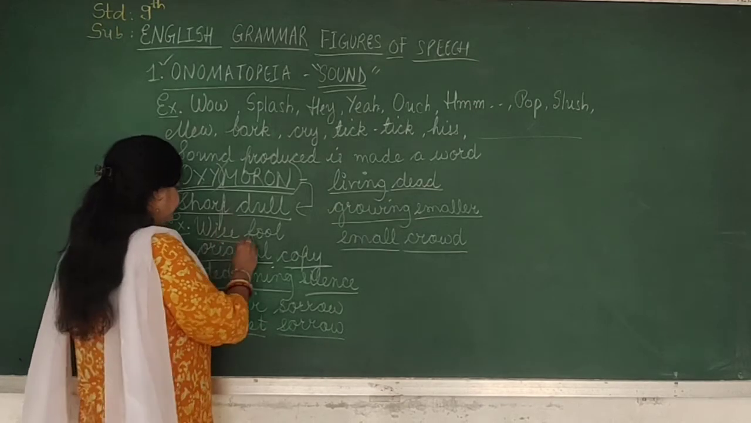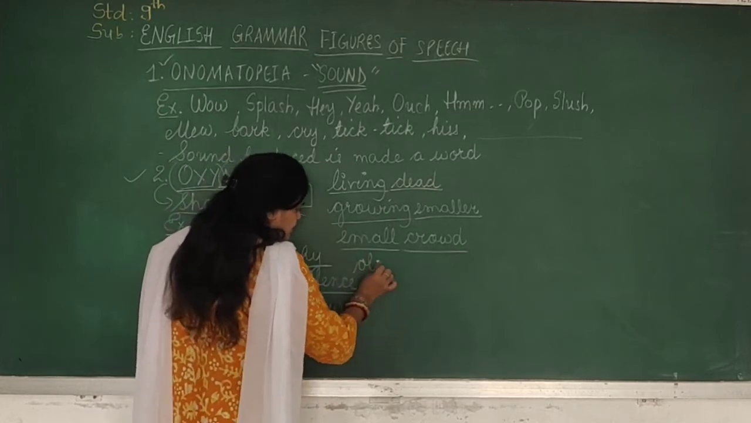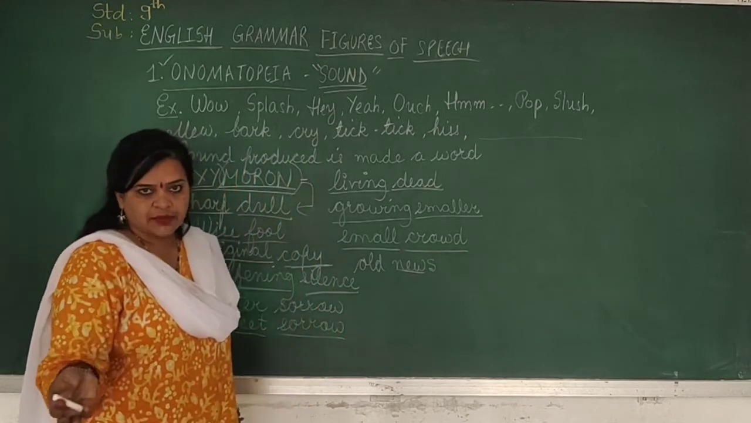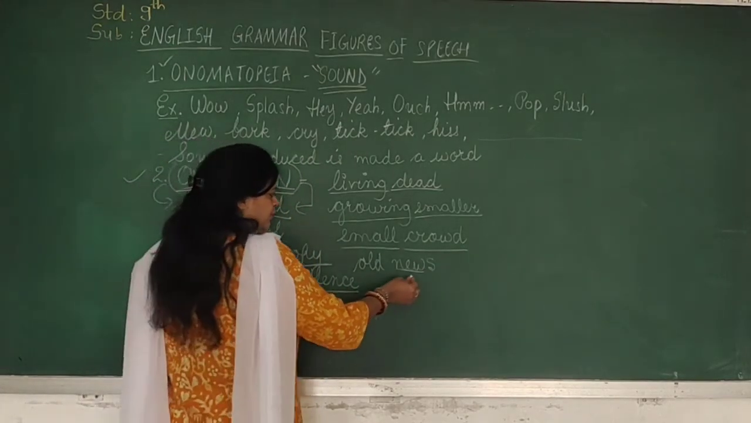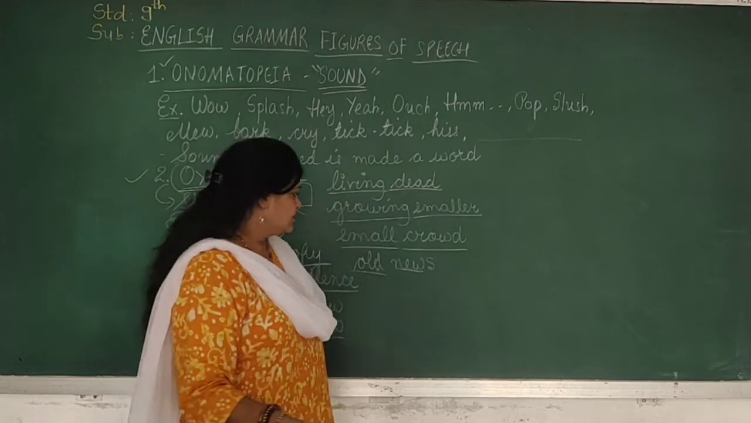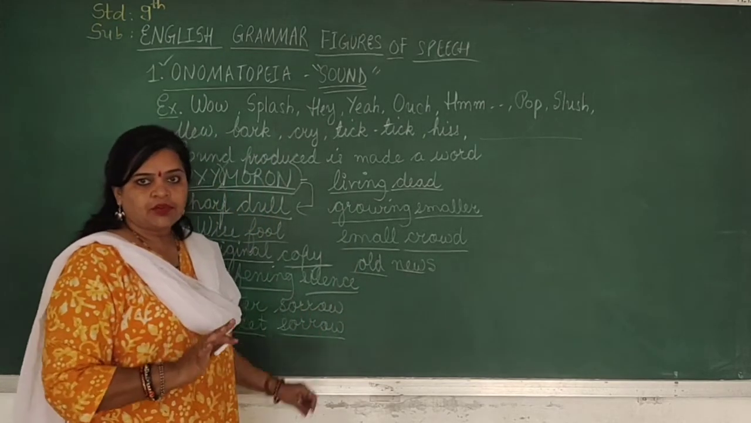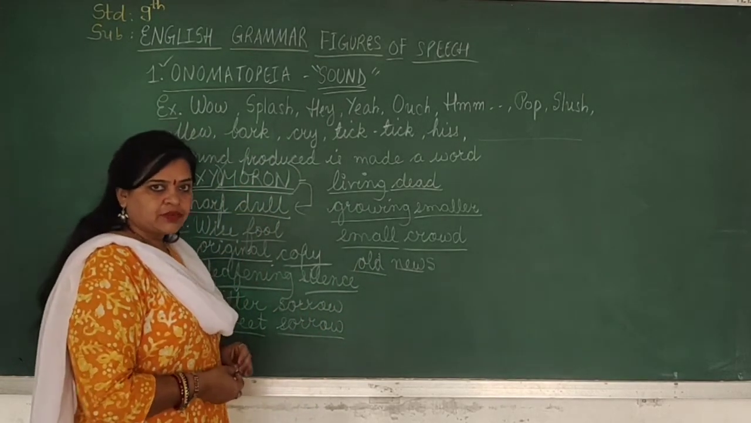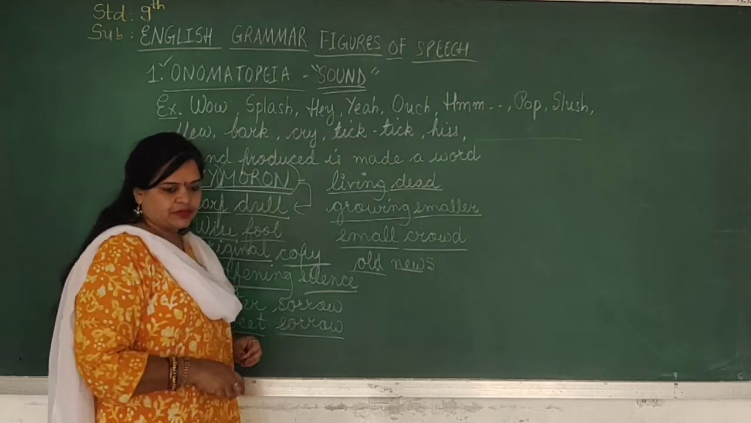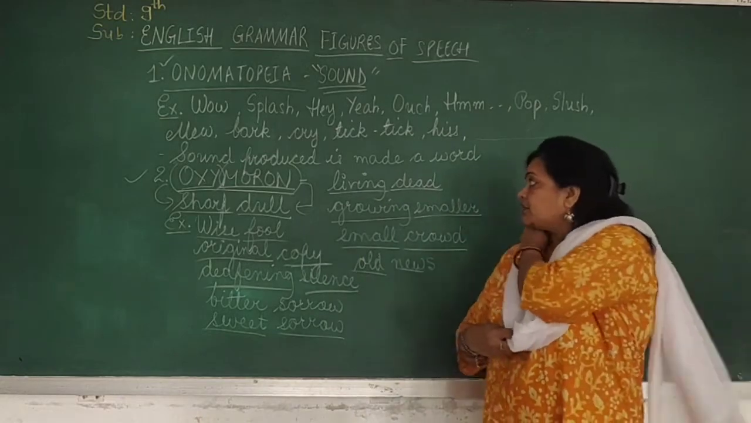Old news. News is also made up of the word new, as well as N-E-W-S: north, east, west, south. So new and old. This is old news, I've already heard it. Here new and old are two contradictory words. Have you got this oxymoron figure of speech? Figures of speech will be very easy and useful to you as well. Please note down whatever is written on the board and we will start with one more figure of speech.